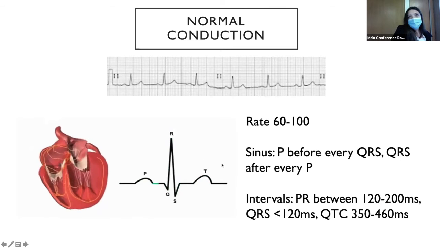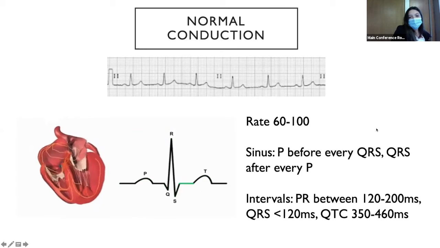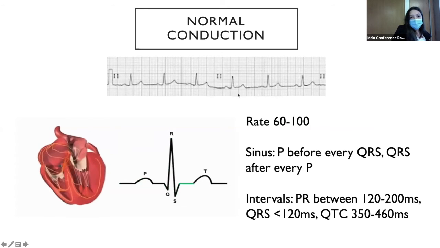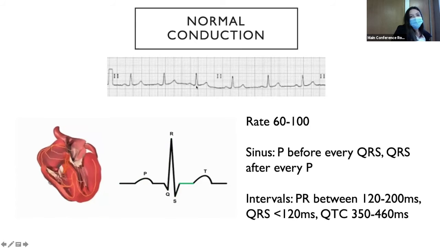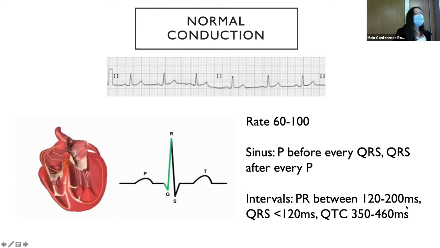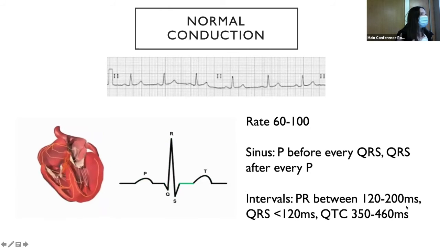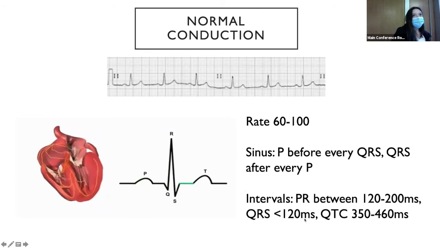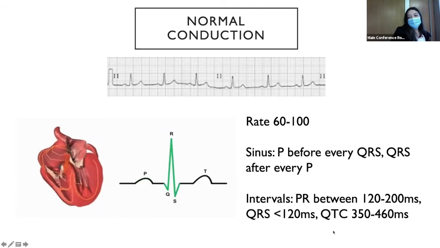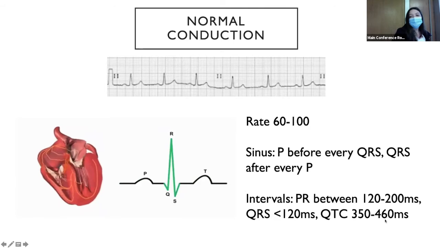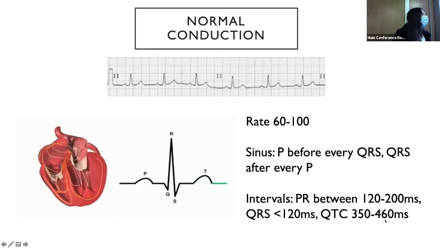So if the SA node is what's driving the pacing of the heart, the rate should be between 60 to 100 beats per minute. In normal sinus rhythm, you're going to have a P wave before every QRS, as well as a QRS following every P wave. Normal intervals, so the normal PR interval is between 120 to 200 milliseconds, which should be about one large box on the EKG. And narrow QRS complex is less than 120 milliseconds, so that's like 3 or 4 small boxes. And QTC, so the upper limit of normal for men is like 440, and for females it's 460, so that corresponds to basically 2 large boxes.